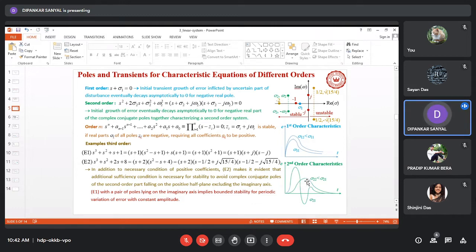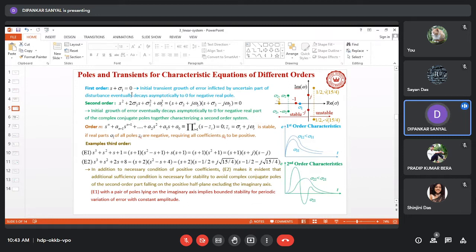Here we also note that if we increase this sigma value, the response would decay faster, but the response may involve overshoot. So, if the overshoot is not acceptable for some system, then to what extent we can increase this sigma needs to be a part of the design of the controller.